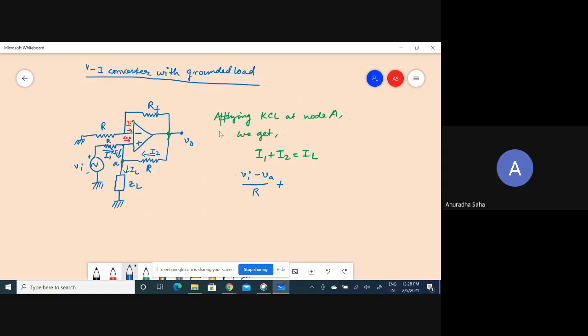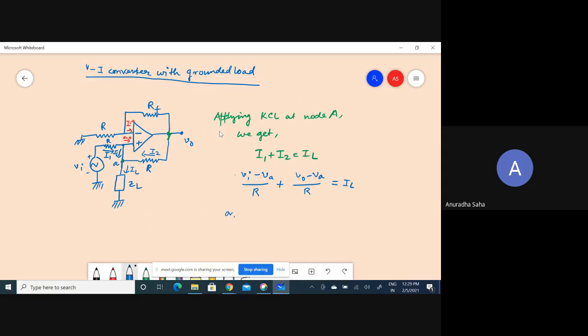This is for I1: VI minus VA by R. Fine. For I2, what can we write? We can write similarly VO minus VA by R. Similar thing, so I should write VO minus VA by R. That is equal to IL.